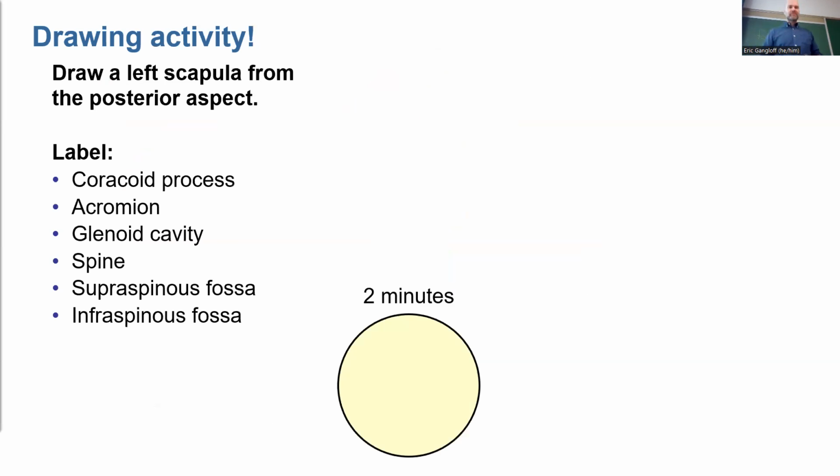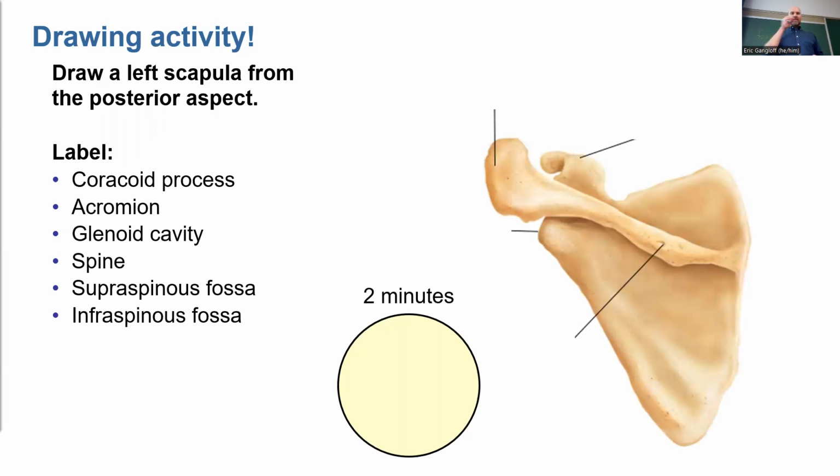Okay, as promised, we have a drawing activity. I want you to draw a left scapula from the posterior aspect. Here, I'll make it a little bit easier. I'll help you out with that diagram there. So go ahead and essentially recreate that diagram.